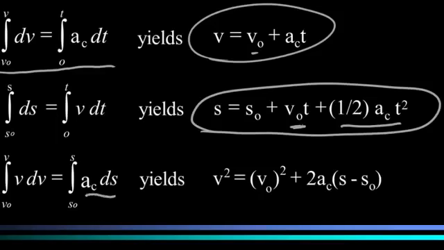Now, if we know the acceleration is a function of distance, we can integrate this equation, and this yields a change in velocity. So we can get v squared is equal to the initial velocity squared plus 2 times the acceleration times delta s.